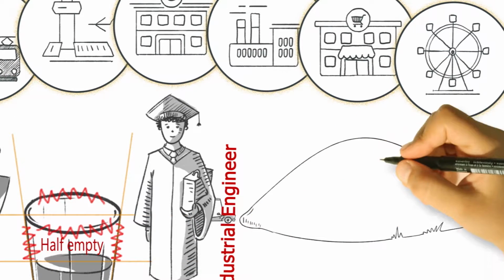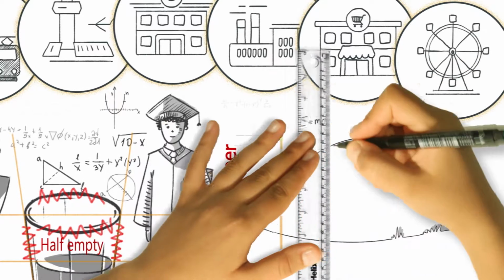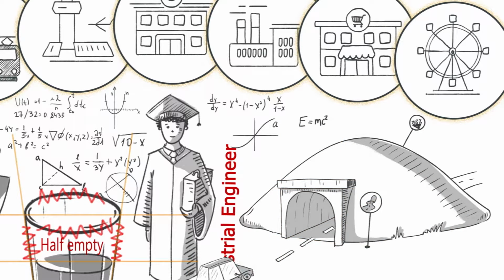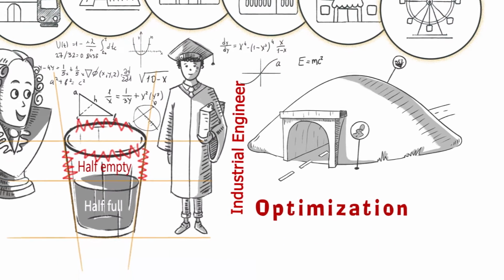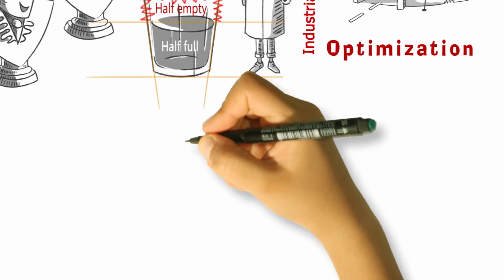They investigate, detect, and optimize, relying not so much on their experience or intuition, but instead on the scientific and engineering methods and mathematical calculations. Let's list a few examples of problems that no one can solve better than industrial engineers.